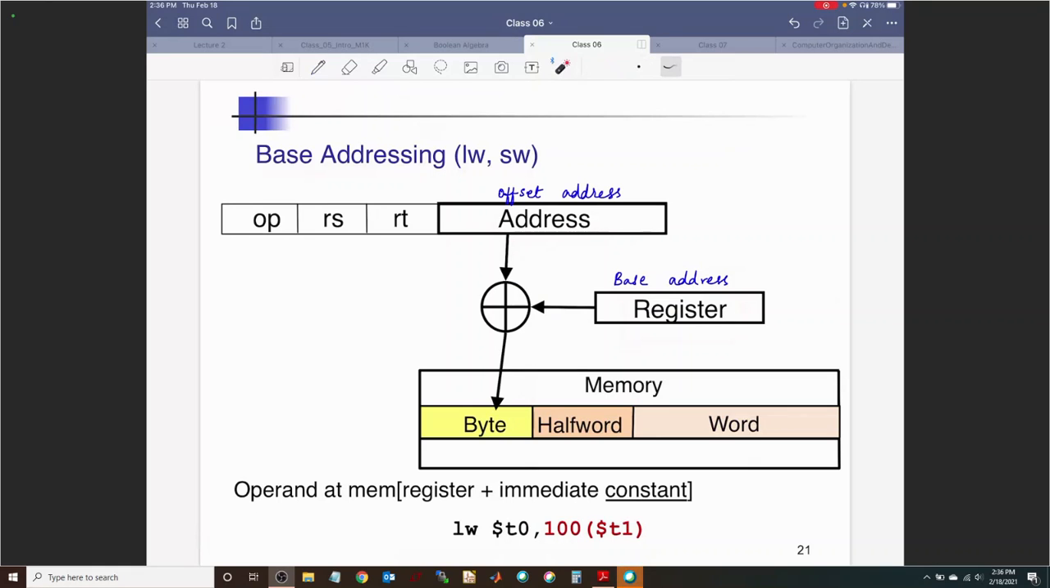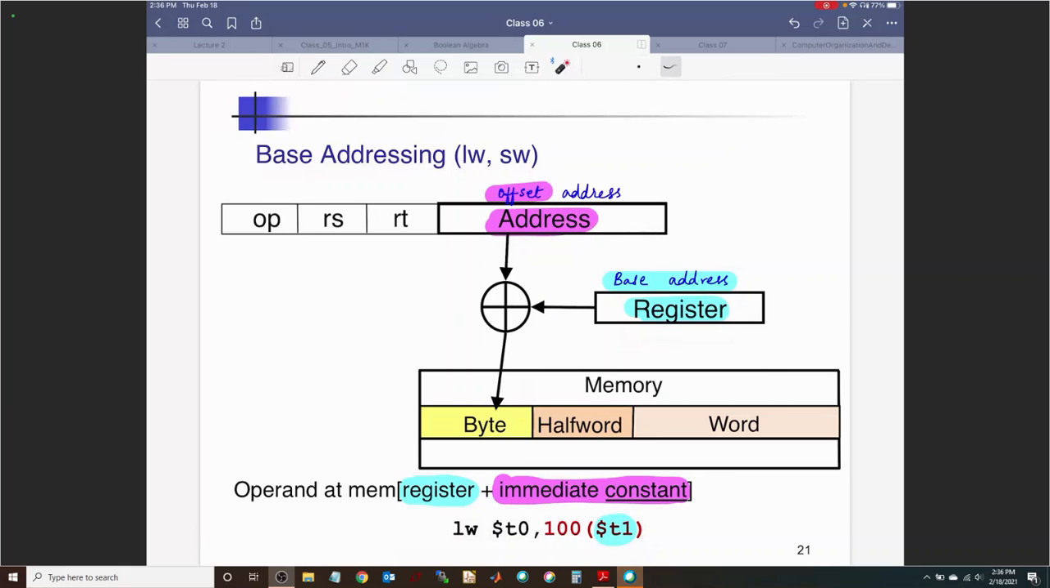right? Because look at the example over here at the bottom for load word. When we say load word, from where to where? Well, it has to end up in T0, but it has to come from a memory address that uses the contents of T1 as our base address, and it adds an offset of 100 to it, right? Register, that's your base address. Let me color code this. Maybe yellow, blue I can use. That register is your base address. And that is here. And then the offset address, which is the 16-bit, that's essentially your immediate constant.